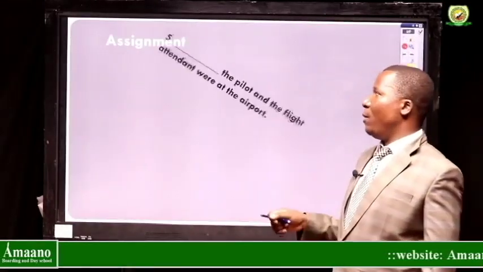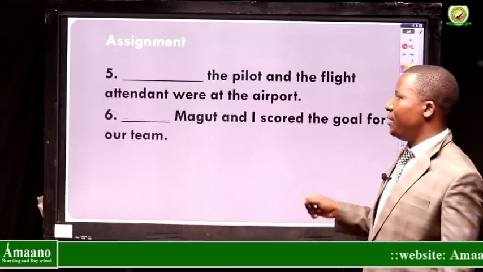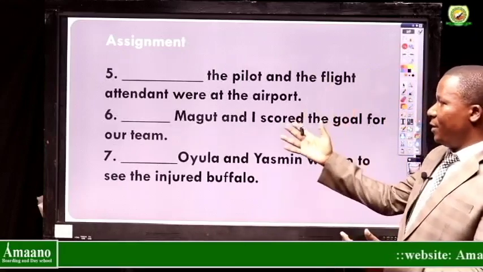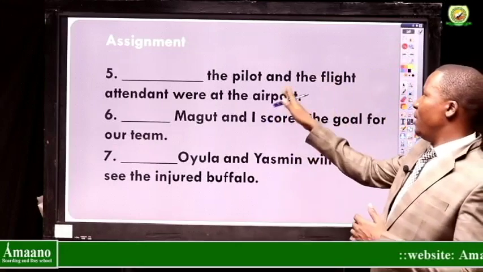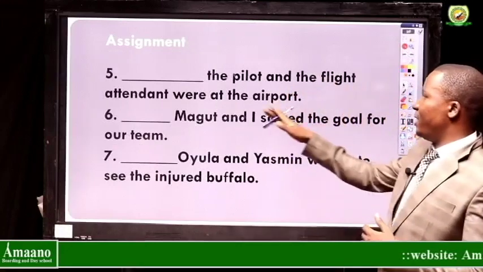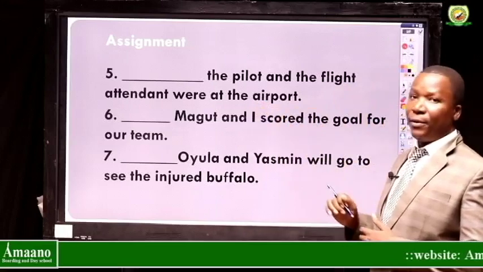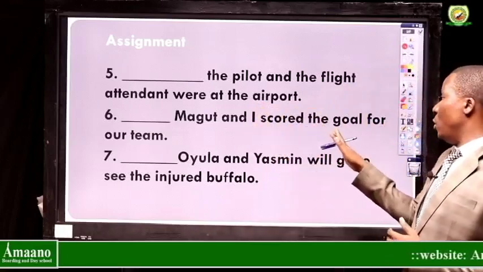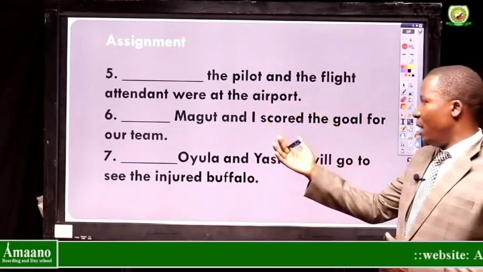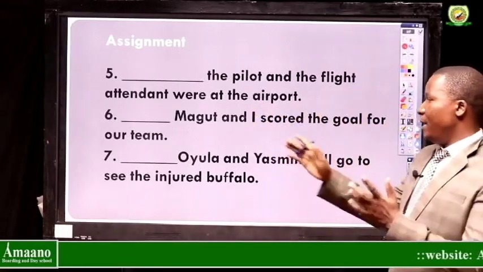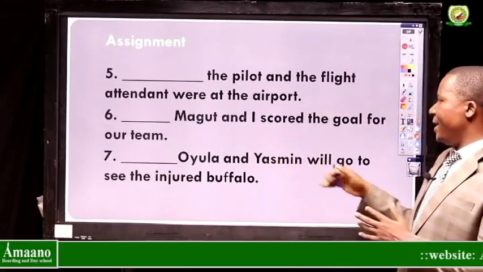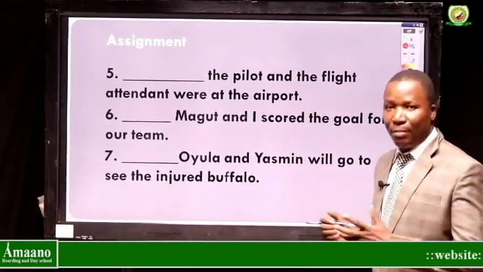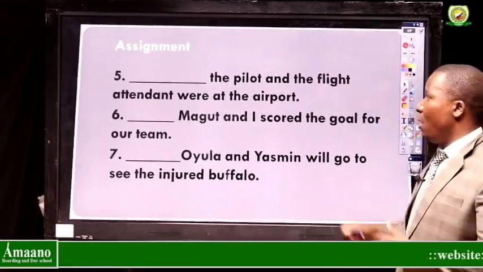Now, I want you to copy this assignment so that you do it in your books. Number 5, dash, the pilot and the flight attendant were at the airport. Number 6, dash, Magut and I scored the goal for our team. Number 7, dash, Oyula and Yasmin will go to see the injured buffalo. So look at them and see what you can be able to write.